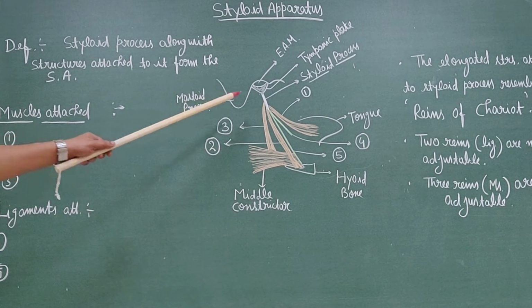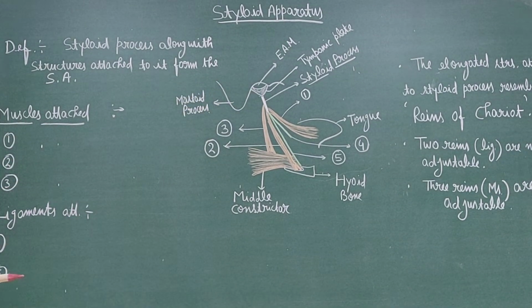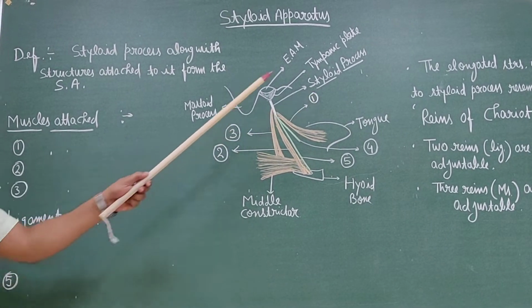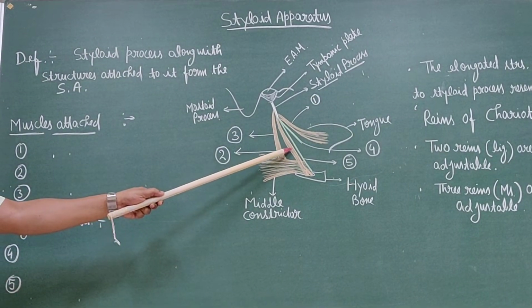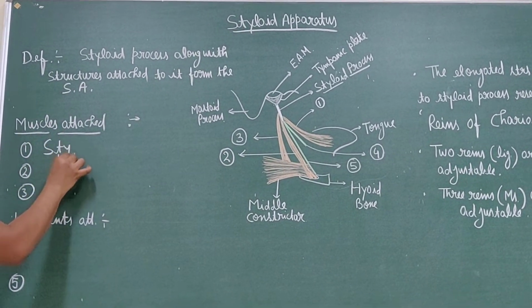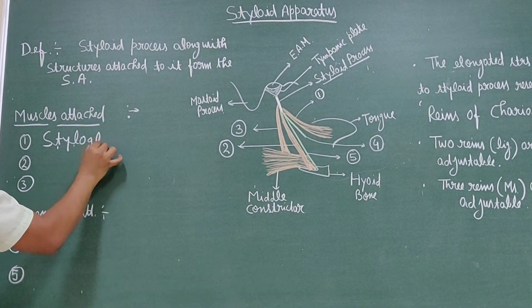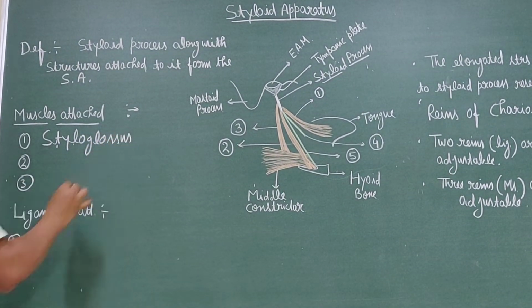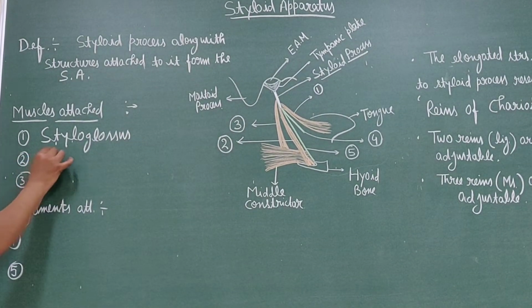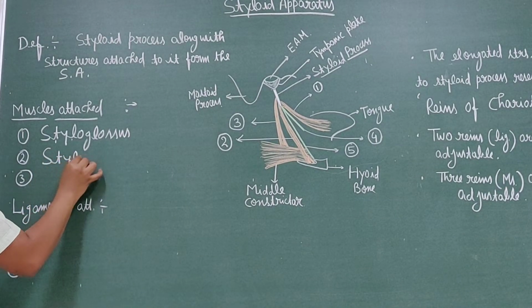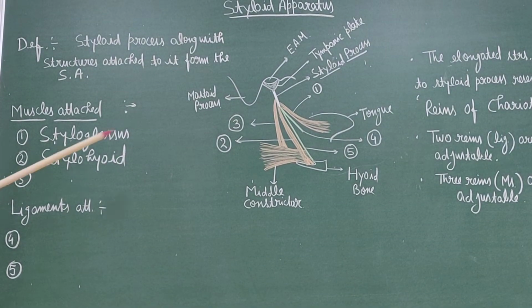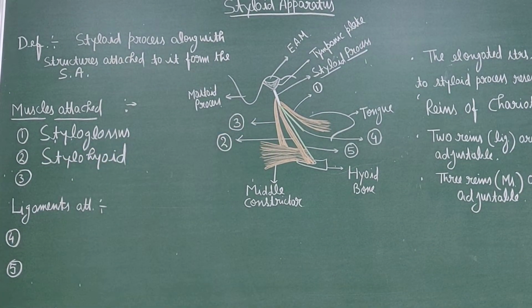This styloid process provides attachment to three muscles. The muscles are the first, second and the third. The first muscle is the styloglossus. Then the second is the stylohyoid. And the third is the stylopharyngeus.